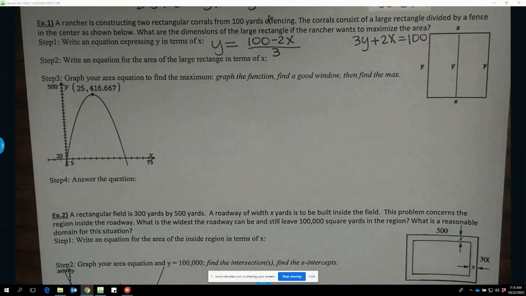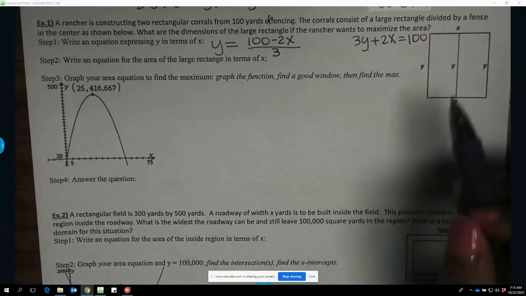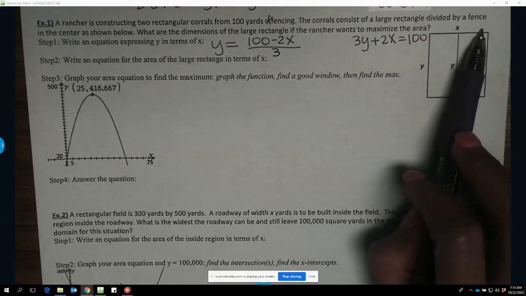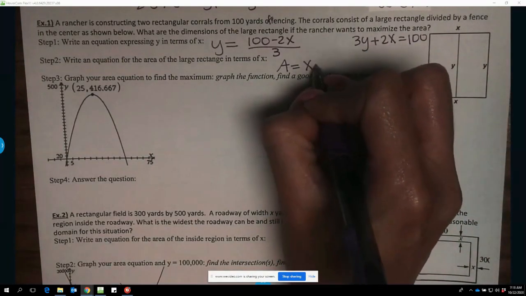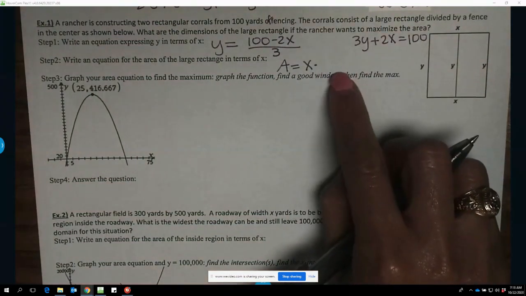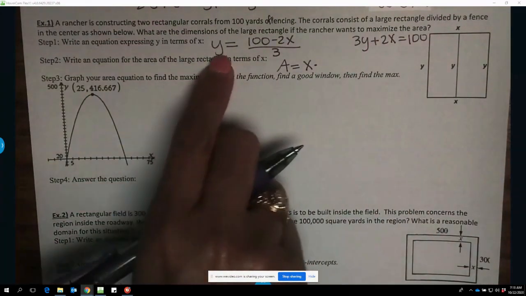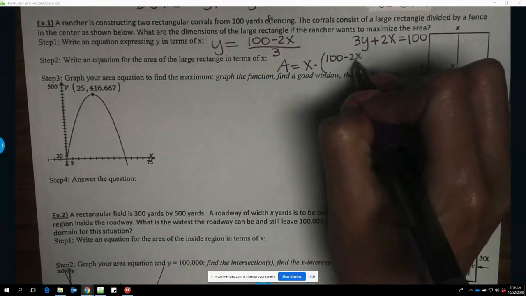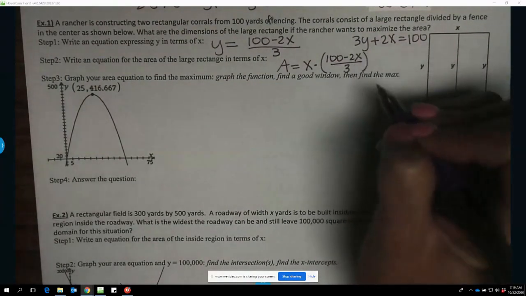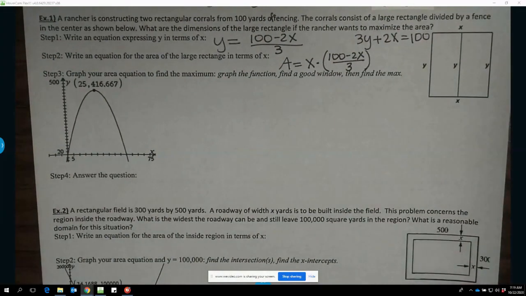Number 2 says, write an equation for the area of the large rectangle in terms of x. So the area of any rectangle is going to be the length times the width. So I'm going to multiply x times y for my area. Area equals x times y, but instead of putting y, I'm going to put what y was equal to in terms of x. So I'm going to put x times (100 minus 2x) over 3. So that's step 2. I have written my area equation in terms of x.